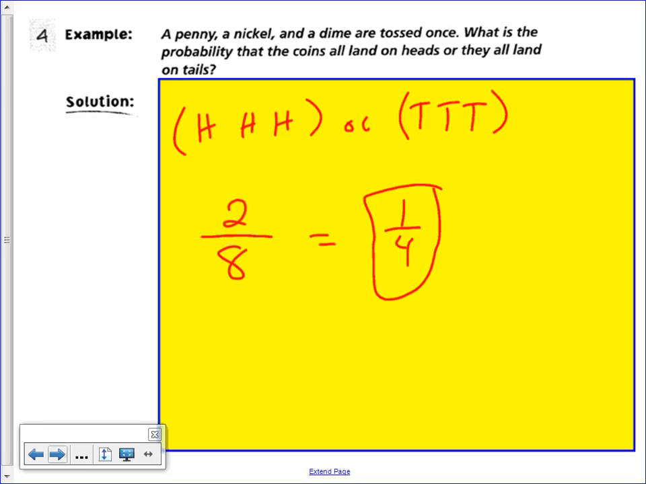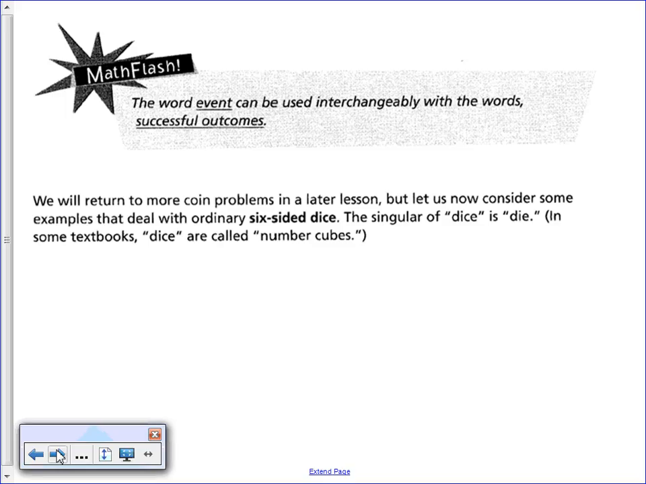Each of them gets tossed once, basically. So pretend that's like tossing the same coin 3 times, because you're not going to retoss them. You reduce when possible. The word event also means successful outcomes, what you want.